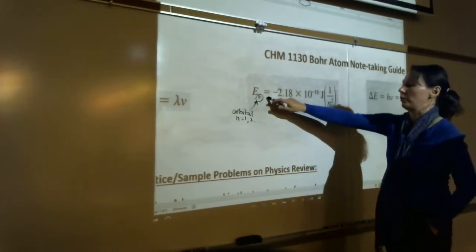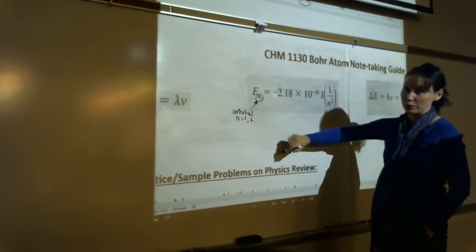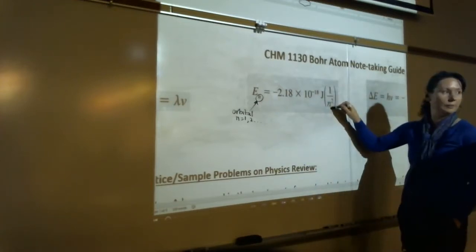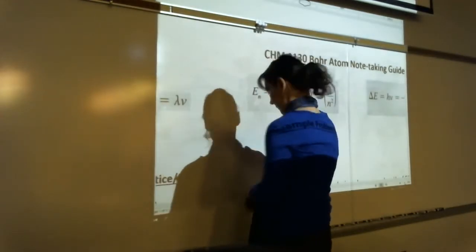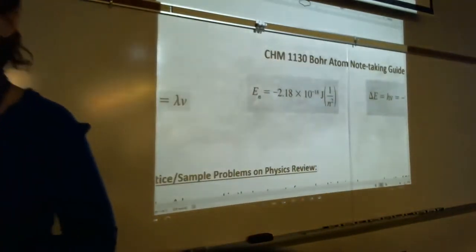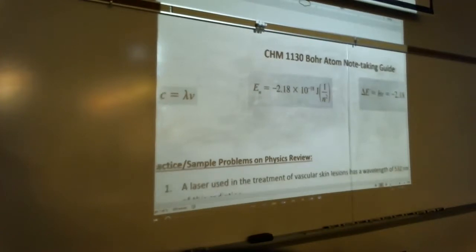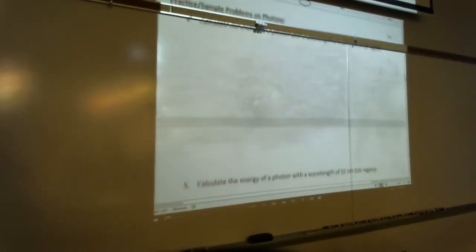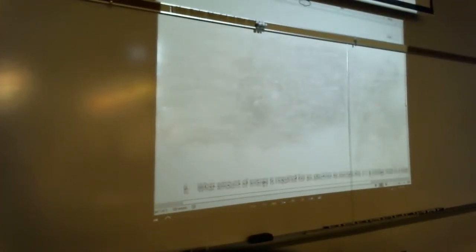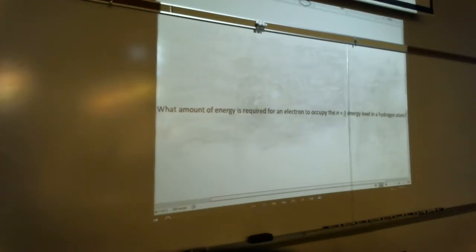So if I ask you what amount of energy is associated with n equals 3, you just plug in n right here, and you'd be off to the races. Okay, so that's pretty easy. I think I've got one sample problem in your note-taking guide on this, just because it's not that bad. What amount of energy is required for an electron to occupy the n equals 3 energy level in a hydrogen atom?